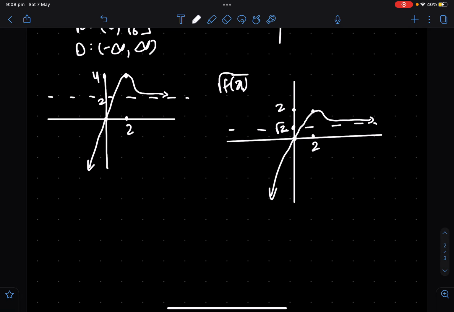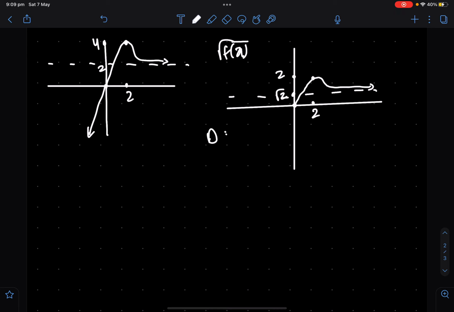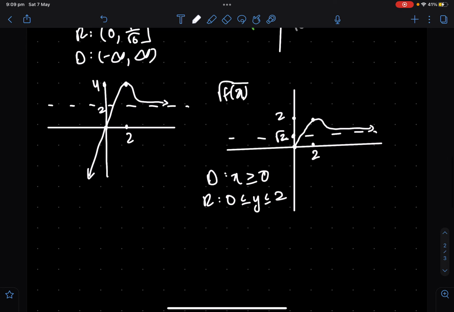However, this can also cause mistakes because this negative portion is going to be removed. That is very important. And if we were to find the domain of this function, we would say x is greater than 0. And the range is from 0 to 2. And that is our answer. Done now.